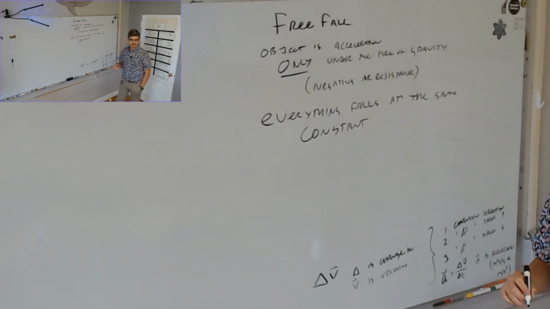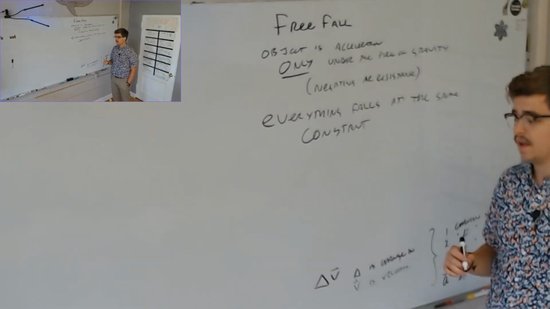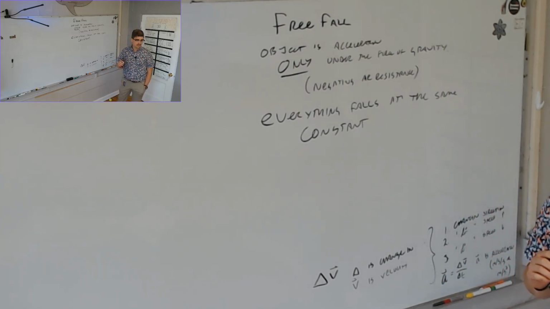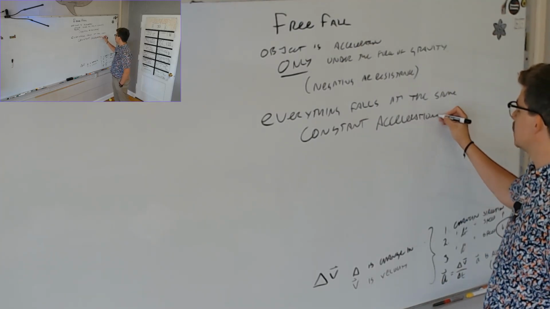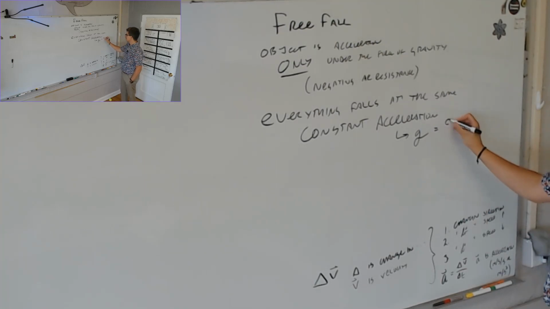Velocity? Rate? No. We said velocity is a vector rate, but it's not. No, they don't always fall at the same speed. Everything falls with the same constant acceleration. And on Earth, that same constant acceleration is abbreviated lowercase g, and it equals exactly, and you have to have this number memorized, 9.8 meters per second squared.